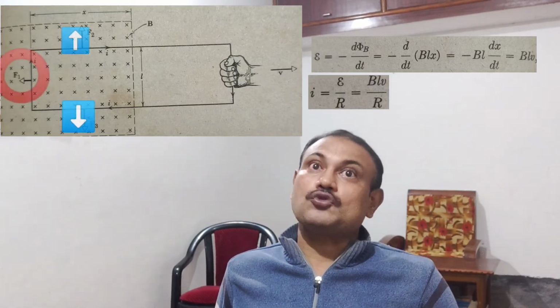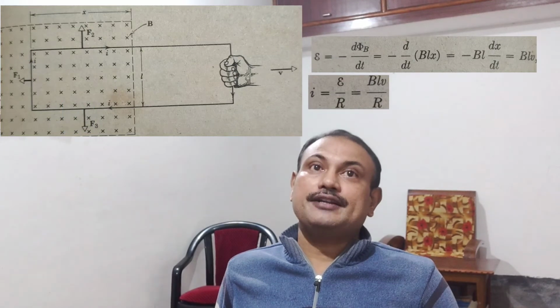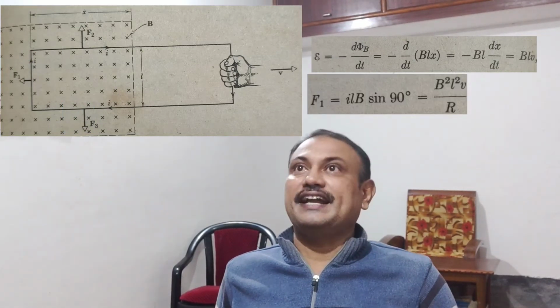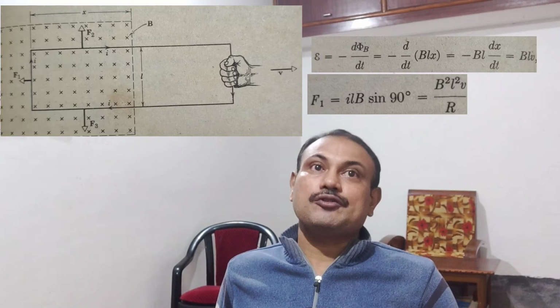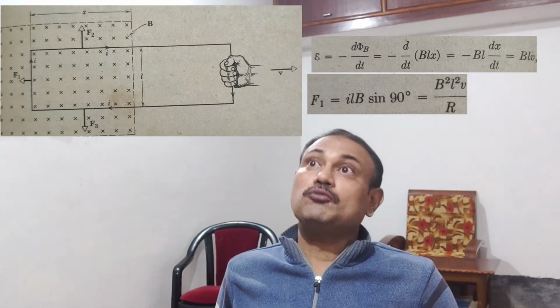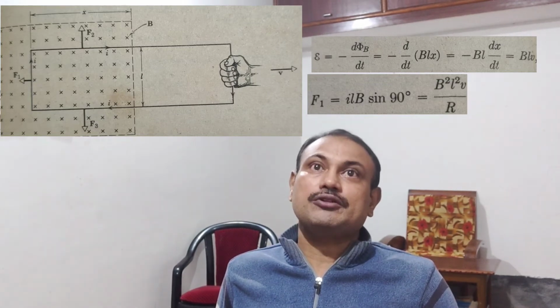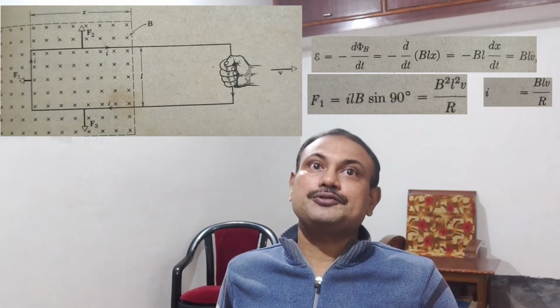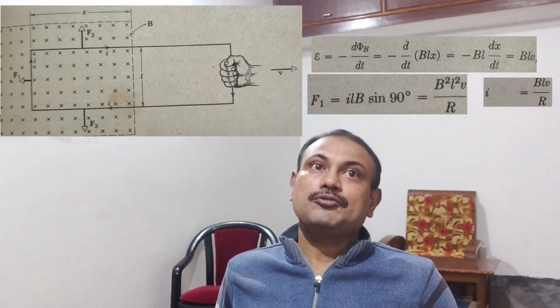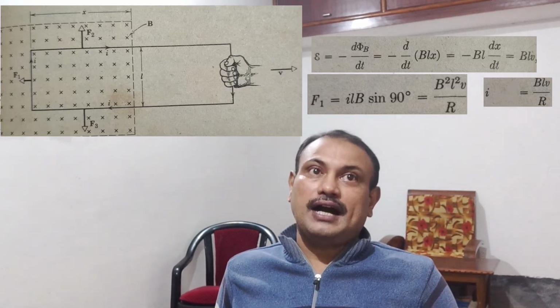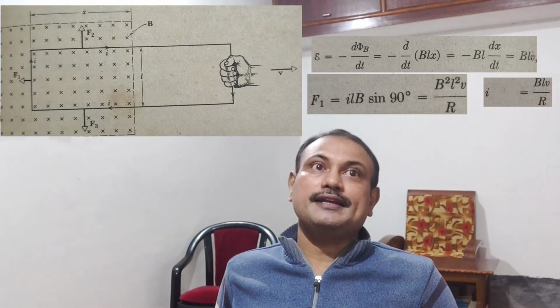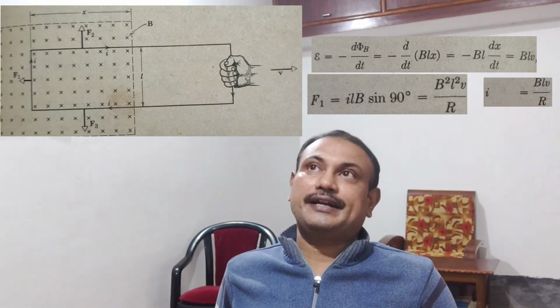The direction of the force is as shown in the diagram, and the magnitude is equal to ILB sin 90. We are getting the magnetic force equal to ILB. And once we have the expression for magnetic force, ILB, we already have the induced current expression, which is equal to BLV by R. So substituting that value for I, we get the magnetic force equal to BLV by R times LV, which finally gives B square L square V by R, which is the expression for magnetic force.